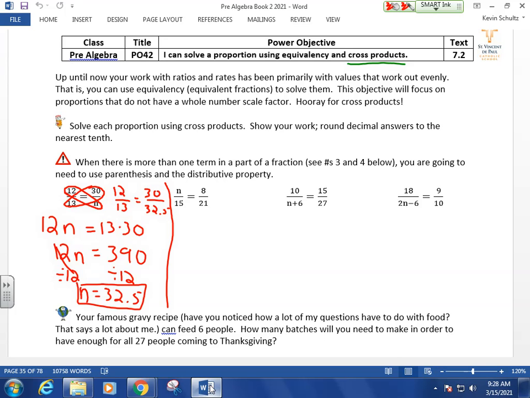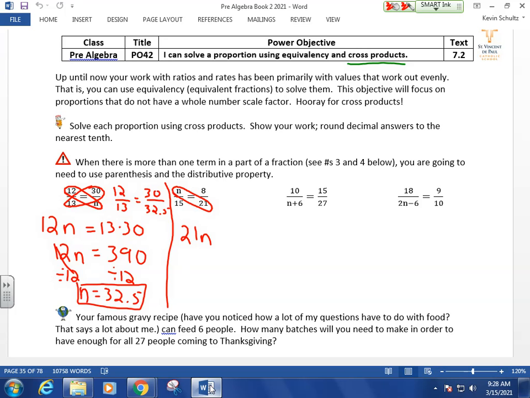Next one here. n over 15 equals 8 over 21. Our n is in a different spot now. In the first one, it was in the denominator of the second fraction. In this one, it's in the numerator of the first fraction. Does that make a difference? No. Can we still use cross products to solve for n here? Yes. Especially since 15 doesn't go into 21 evenly, so scale factor isn't really an option here. So we're going to multiply n by 21, which is just 21n.